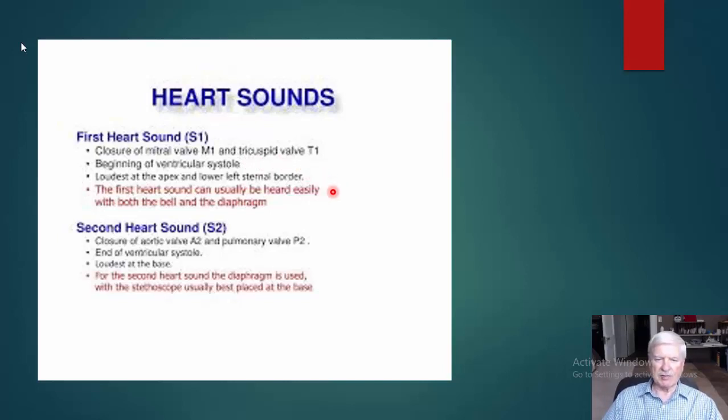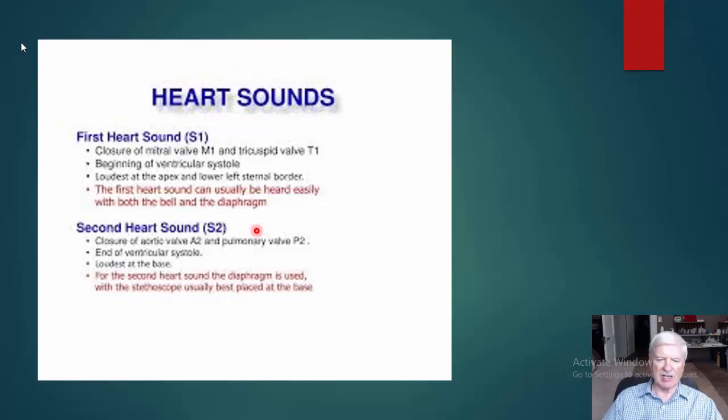The first heart sound can usually be heard easily with both the bell and the diaphragm. You have two ways to listen: you can put your stethoscope on the bell or the diaphragm, and you can hear the first heart sound with either part.